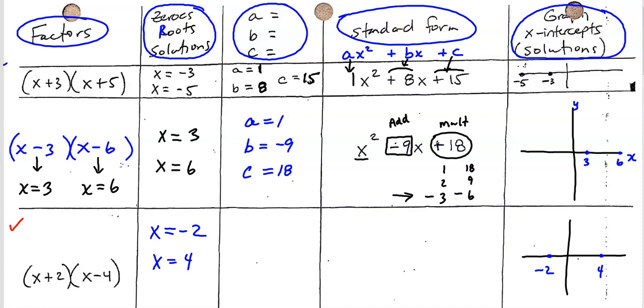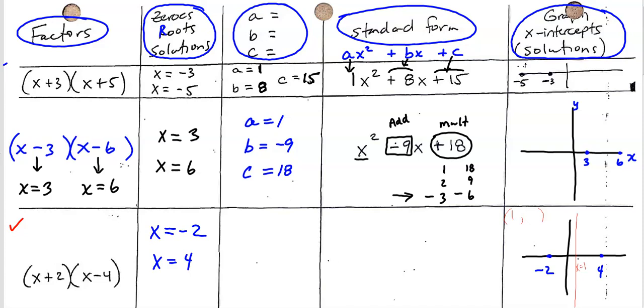Now I don't ask you to do this, but if I did, you could also find the vertex, because the vertex is halfway between those dots, which would be right here at x equals 1. That would be the vertex. And I'm not sure what y is. I know the vertex is going to be, x is 1, but I'm not sure what y is.